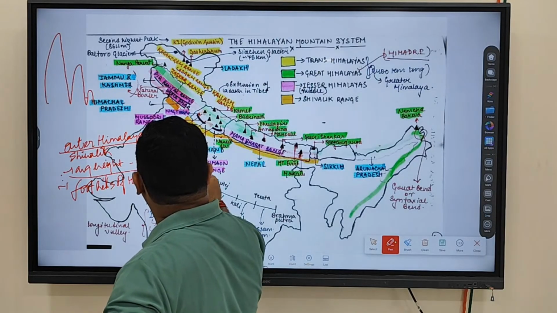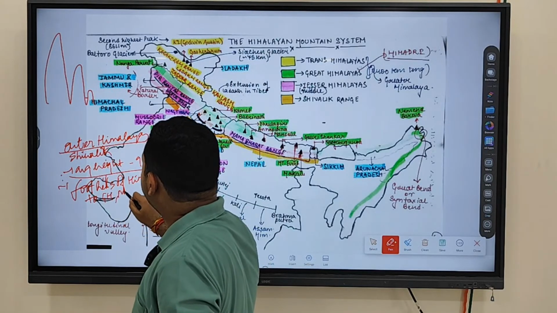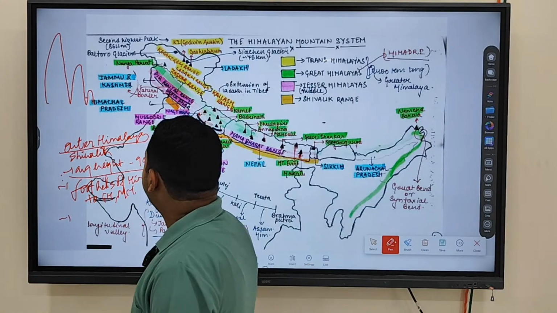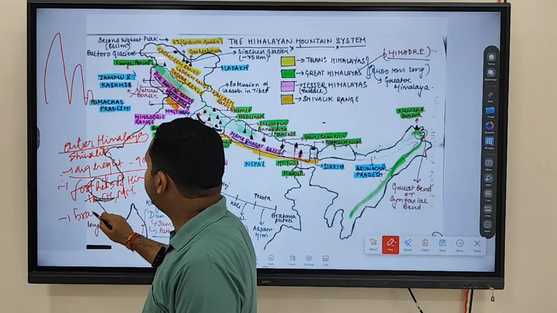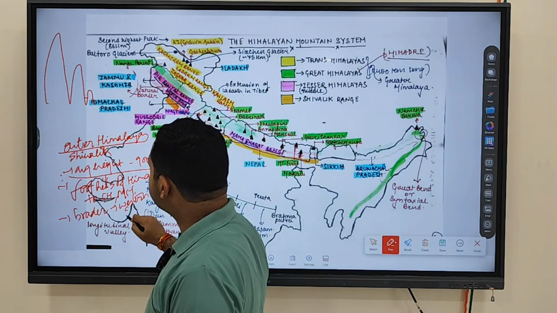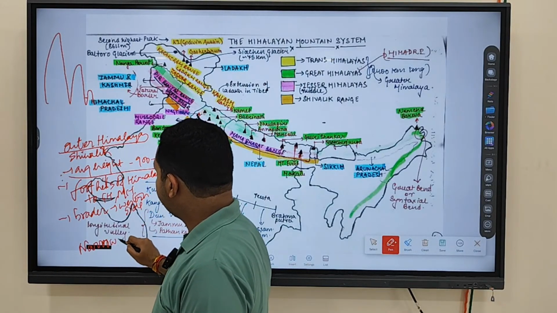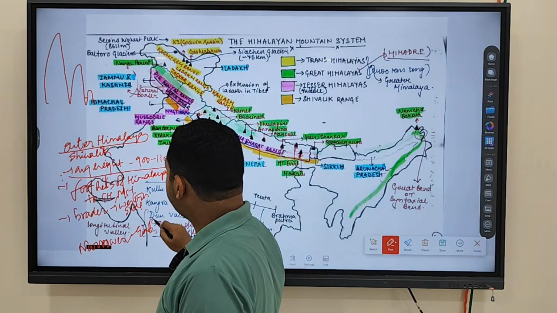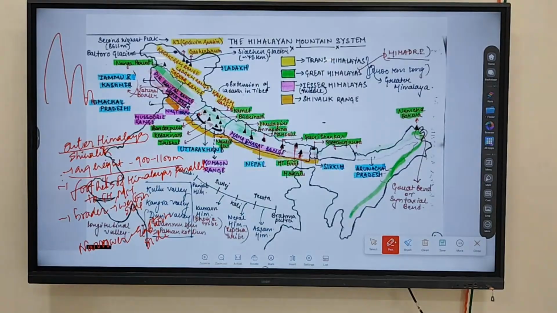And parallel to which ranges? Parallel to Greater and Middle Himalayas. Clear? Now Shivalik are more broader on the western side, but become narrower on which side? Eastern side. So Shivalik are broader on the west and narrower on the east. It is a name for Outer Himalayas only.